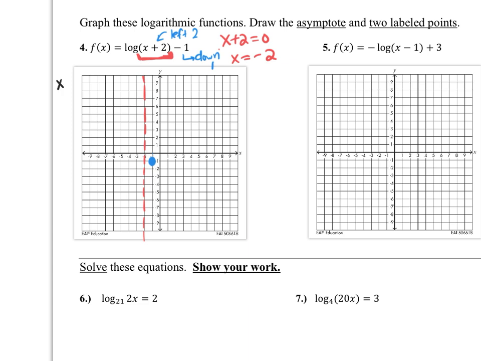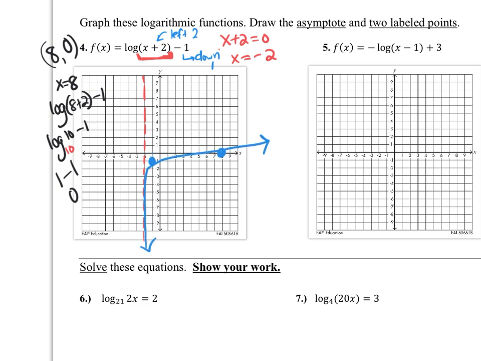So if we plug in an 8 for x, then we get log of 8 plus 2 minus 1. So then I get log of 10 minus 1. Remember that log with no base written is log base 10. So log base 10 of 10 simplifies to 1 minus 1, which is 0. So when x is 8, y is 0. That's the next point I can plot, which is out here. Okay, and then I just connect my points, I follow my asymptote, and make the shape of my graph and put my arrows on.